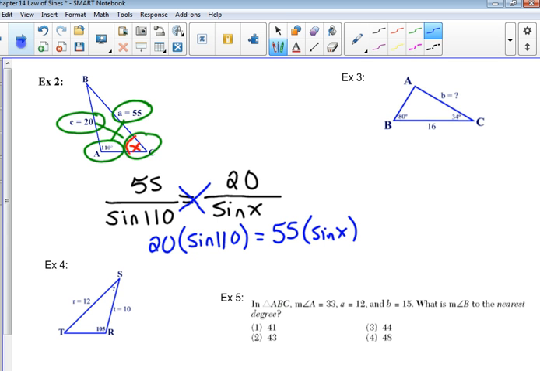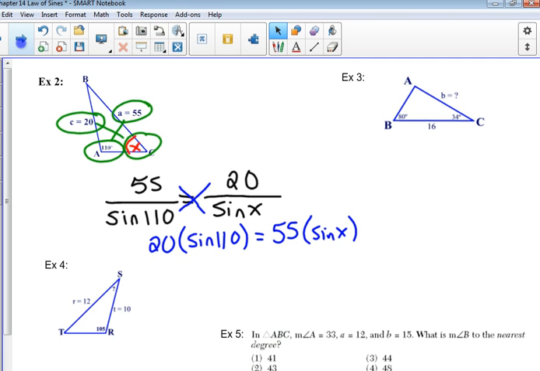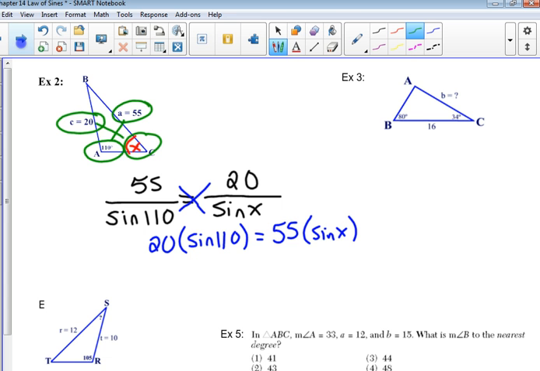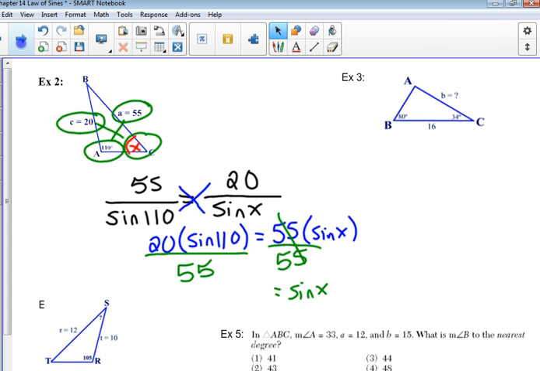I like putting the sides in front just so it's easier to tell operation-wise what's going on, but it doesn't matter. How are you guys going to get sine x alone? Divide by 55. Nice, okay. Good work. All right. So, sine x, we've got to figure out what this is.